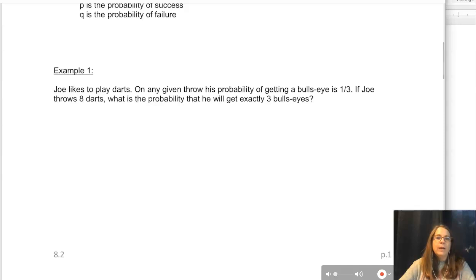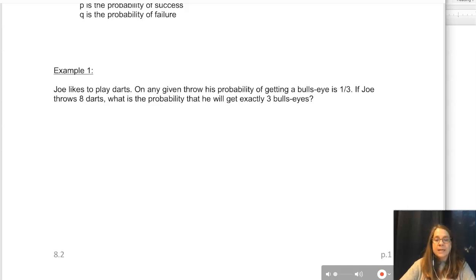In example 1, Joe likes to play darts. On any given throw, his probability of getting a bullseye hit is 1 out of 3. That means that the probability he does not hit the bullseye would be 2 out of 3. If Joe throws 8 darts, what is the probability he will get exactly 3 bullseyes?